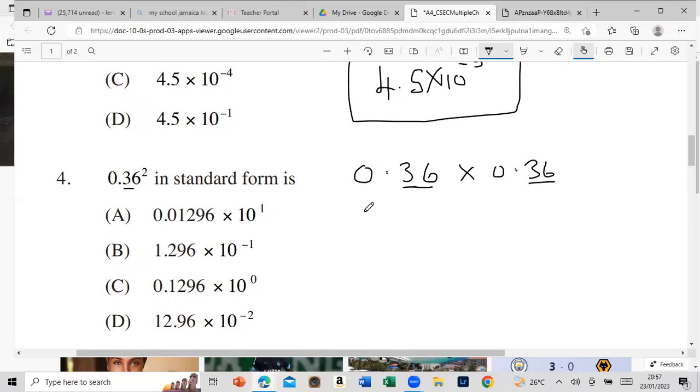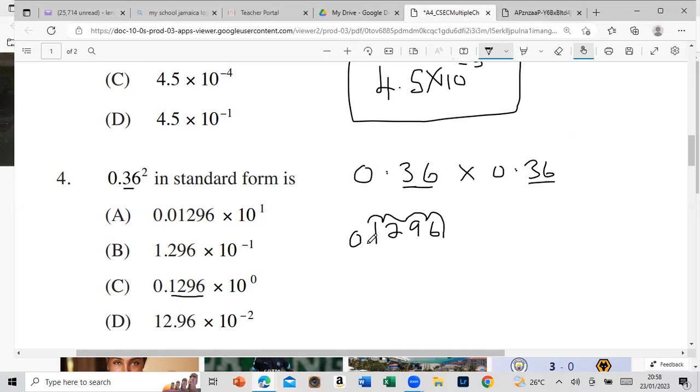So when we square it first, this is what we're gonna get. It seems that 36 times 36 is 1296. So I'm gonna write that first. Alright? And then now the 4 decimal places, so we start here, so we have 1, 2, 3, 4. So that will be 0.1296 when we multiply this.